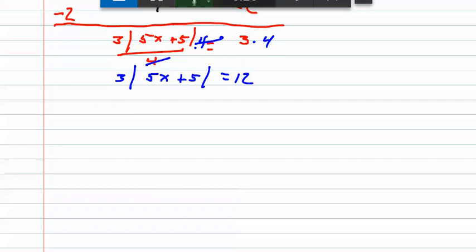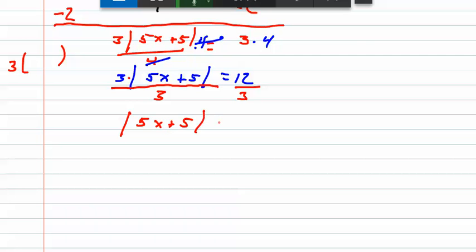Then I divide. Again, the operation here is multiplication. Even though we don't have a dot there, just like 3 with parentheses, this is multiplication. It can't be anything else. If it was plus, there'd be a plus sign. We divide by 3, divide by 3, absolute value of 5x plus 5 equals 4. And now I'll do it over here.